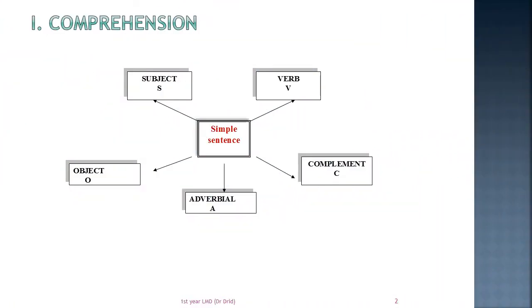We can find 5 types of elements within a simple sentence. The subject, S, the verb, V, the object, O, the complement, C, and the adverbial, A. The two main elements which are obligatory are the subject and the verb. We can never find a simple sentence without a subject and a verb. The other elements, the object, the complement, and the adverbial, sometimes are found and sometimes they are not.